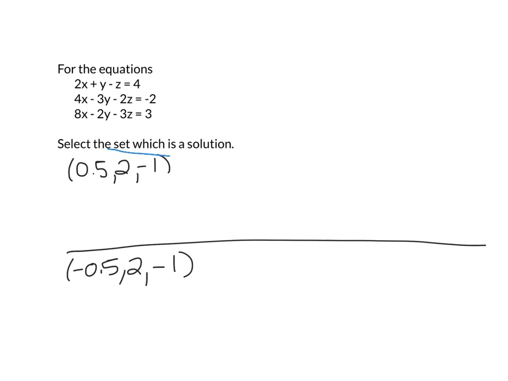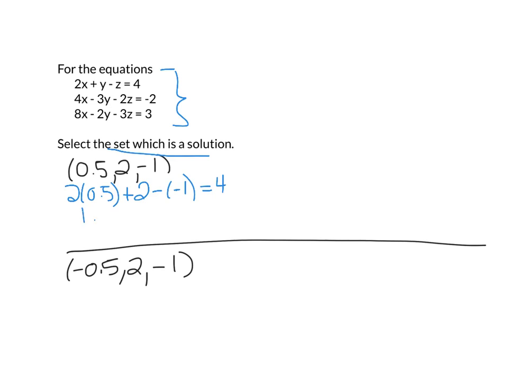To find if a set of numbers is a solution, we have to substitute it into all three equations. If it satisfies all three equations, then it is a solution. So we're going to begin with our first equation, substituting 0.5 for x, 2 for y, and negative 1 for z. We're going to see if it satisfies the first equation.